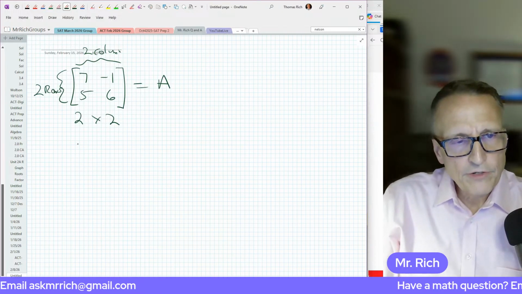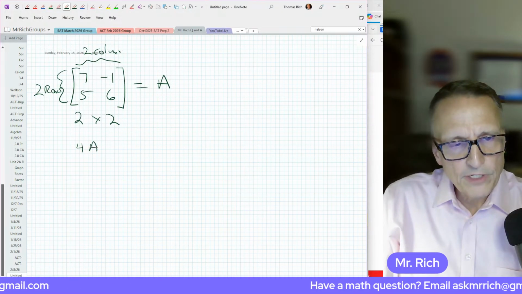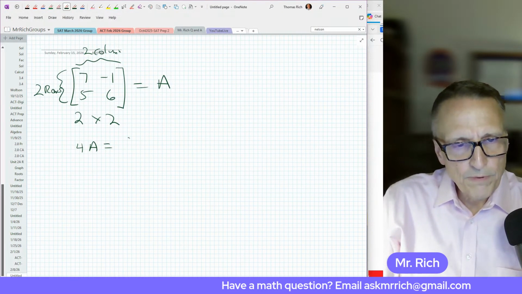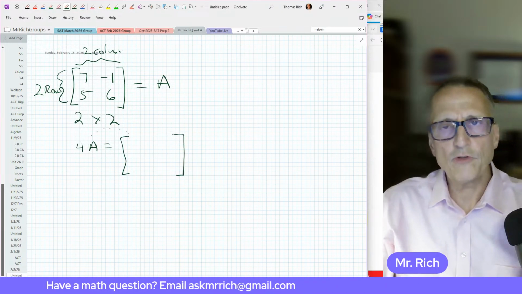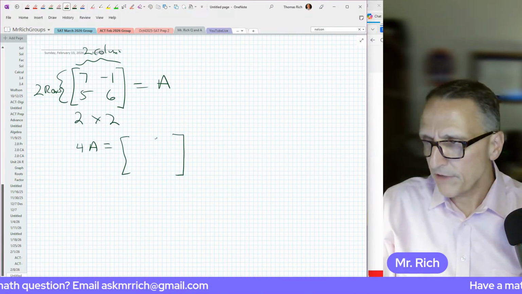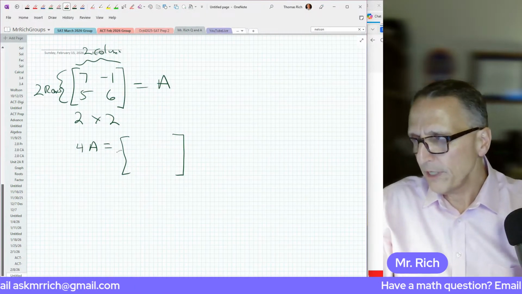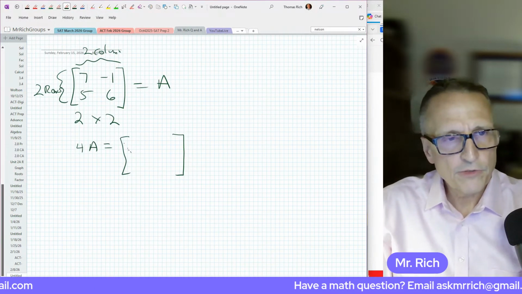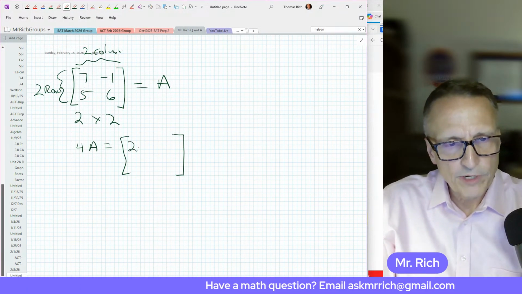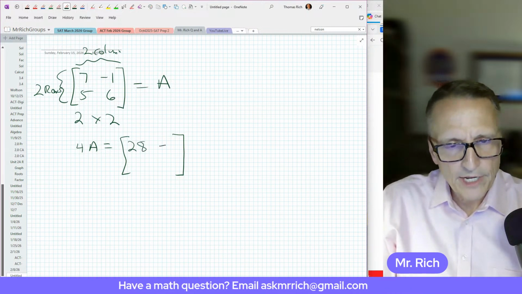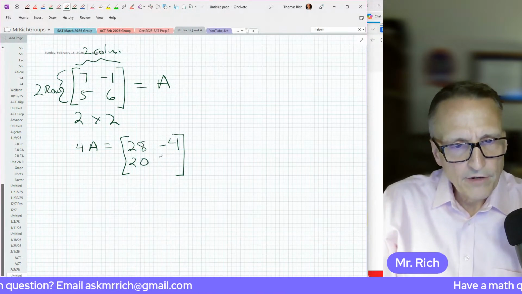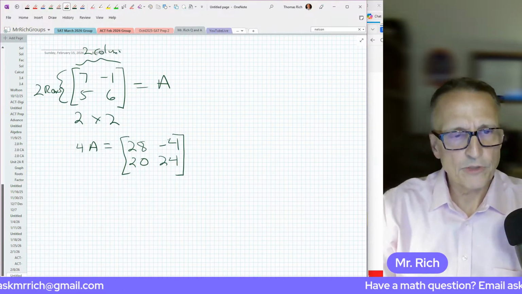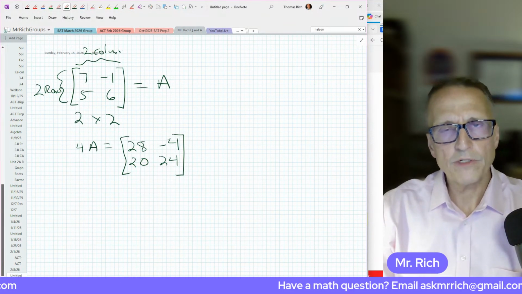If I tell you to take 4 times matrix A, then you would probably assume that you would distribute that 4 to each one of the elements inside the matrix. And if you assumed that, you would be assuming correctly. So this would end up being 4 times 7, 28, 4 times the -1, -4, 4 times 5, and 4 times 6. And that matrix would be the matrix 4 times A.